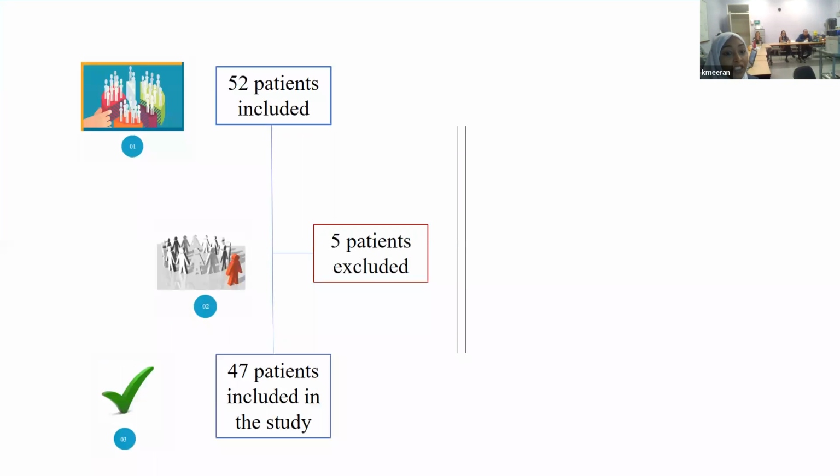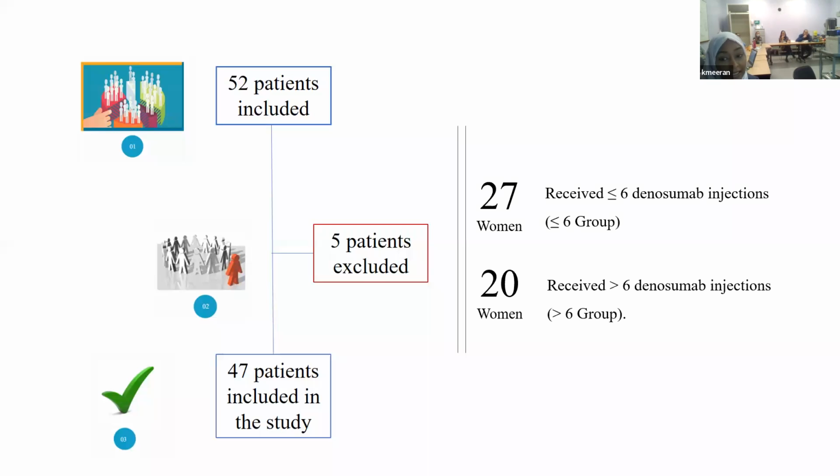So they started with 52 patients. Five of them were excluded throughout because of death or new diagnosis of malignancy, and one patient withdrew her consent. So they ended up with 47 patients included in the study. Then they were subdivided into two groups. 27 women received six denosumab injections or less, and 20 patients received more than six denosumab injections. They were referred to throughout the paper as the less-than-six group and the more-than-six group. We have to remember that denosumab is given as a subcutaneous injection every 6 months.